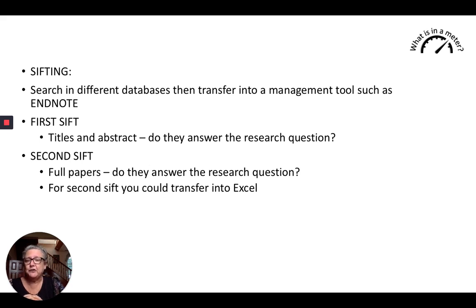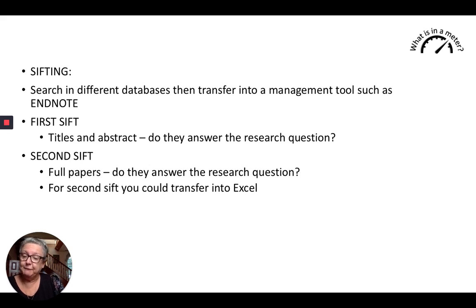And what you're going to do is categorise them as either yes or no. And if they're yes, they go through to the second sift. And if they're no, they don't. And you don't have to give any reason for your no's at that point. So then we've had 10,000 and we're down to 100 for second sift.